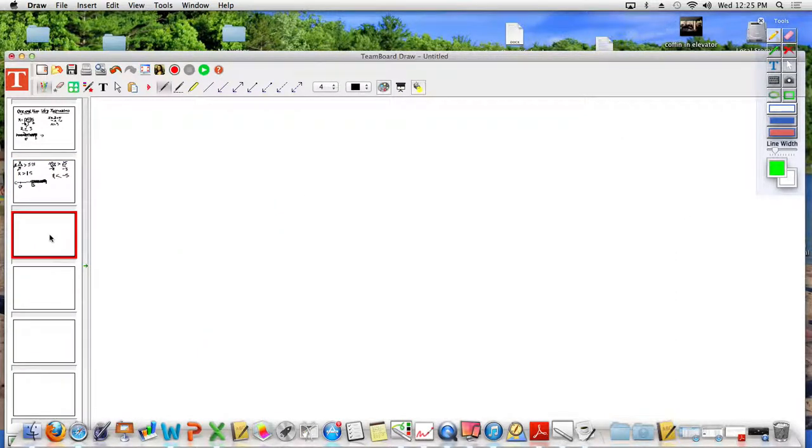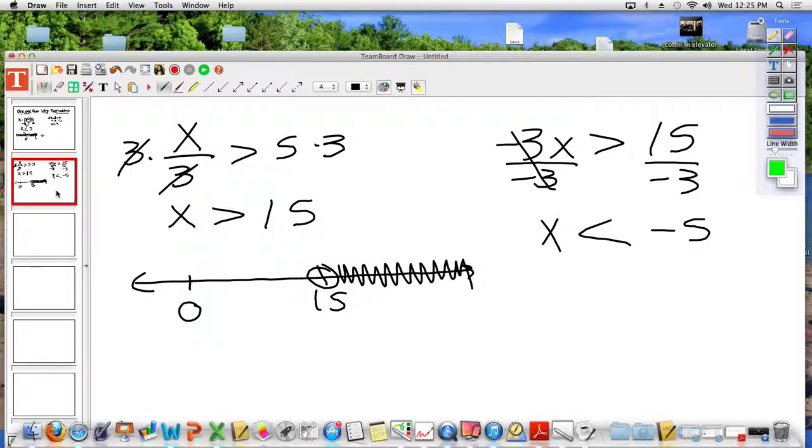Oh gosh, I gotta go back to that. We gotta graph this: x is less than negative 5. So I go to -5. Wouldn't -5 be on the other side? Well, you can put it wherever you want to.